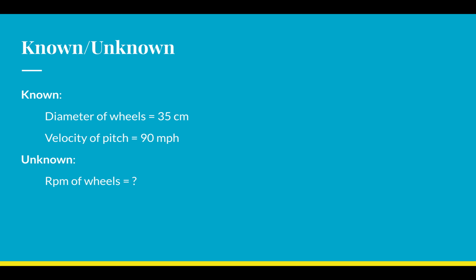Our knowns are the diameter of the wheels, which is 35 centimeters, and the velocity of the pitch, 90 miles an hour. And our unknown is the RPMs of the wheel, which we'll find at the end.